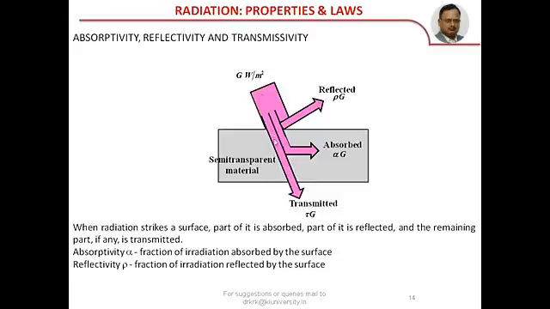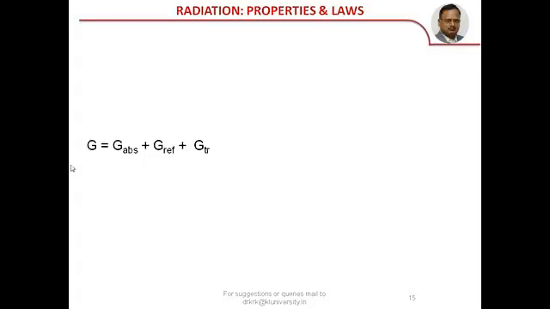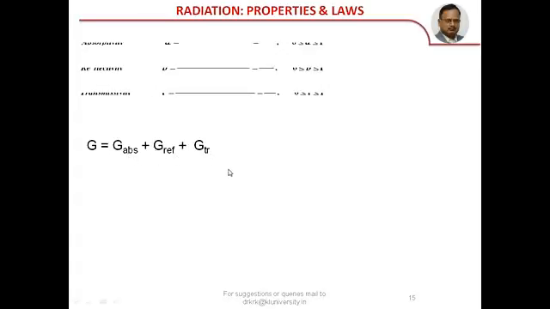So we say absorptivity is the fraction of irradiation absorbed by the surface. The total amount of radiation coming and falling on this body in all directions is called irradiation. And reflectivity, rho, is the fraction of irradiation reflected by the surface. Transmittivity is the fraction of irradiation transmitted by the surface. So if you make an energy balance, the total irradiation is equal to the absorbed amount, reflected amount, and the transmitted amount.